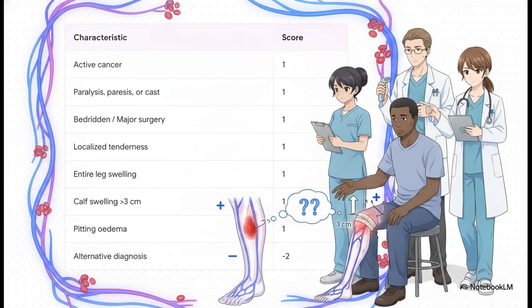If the score totals 2 or more, a DVT is considered likely. Less than 2, it's unlikely. But pay special attention to that last criteria, subtracting 2 points if an alternative diagnosis is at least as likely as DVT. It actively forces us to consider all those mimics we were just talking about.